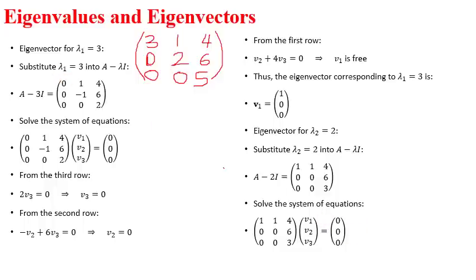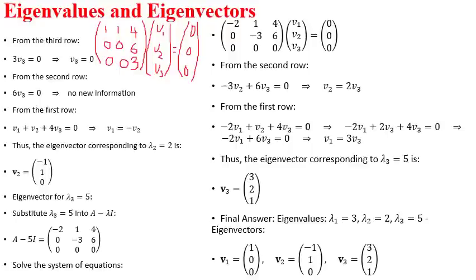So we then just proceed from here. So then the equation becomes this. So again, from the third row, we found that v3 will be equal to 0. So from the second row too, we see that v3 also equals 0, of course.